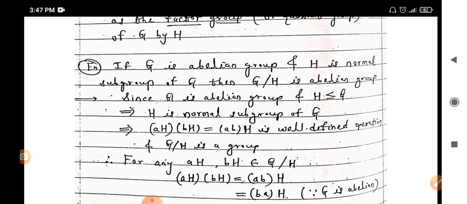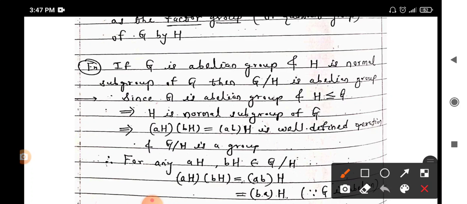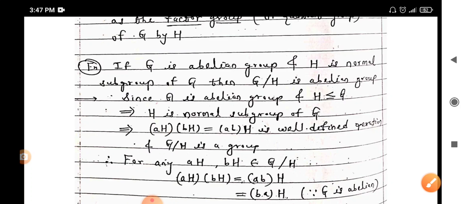Since G is abelian, H is a normal subgroup of group G. Therefore, AH BH equals ABH is a well-defined property, and we also proved that G by H is a group. Here there is nothing more to prove that G by H is a group, since in the first example we proved that G by H is a group under the binary operation. It only remains to prove the abelian property.